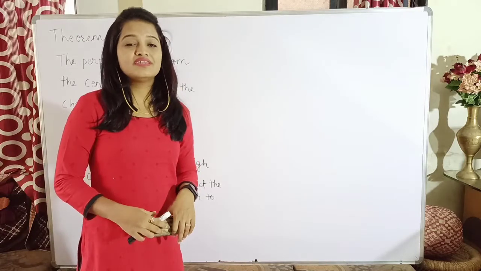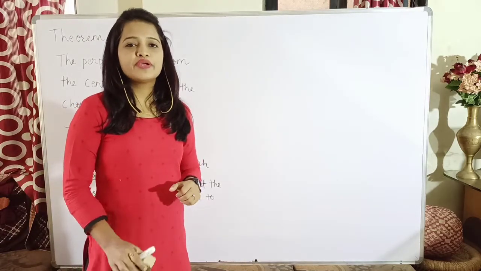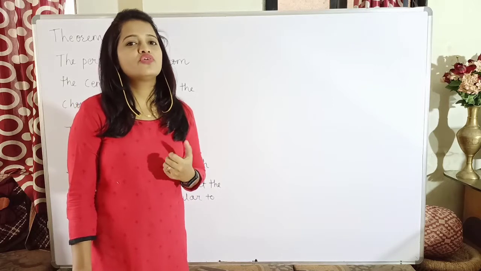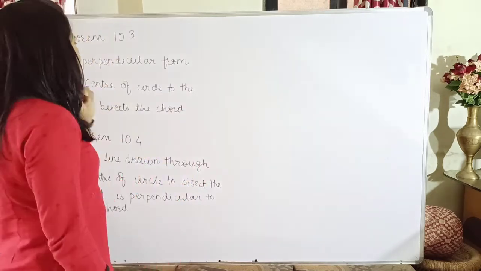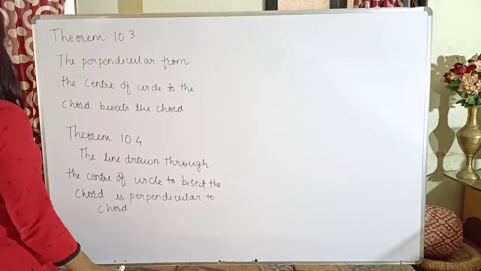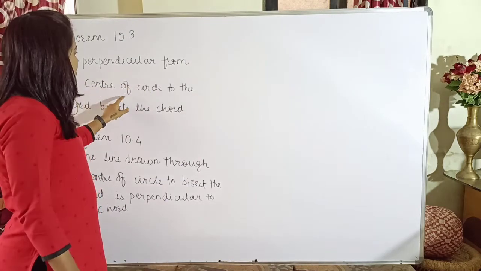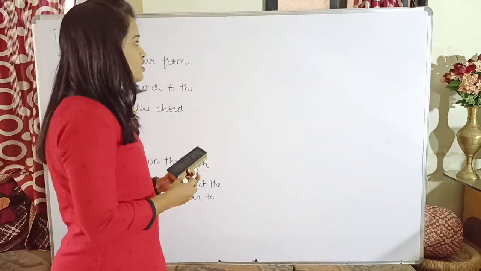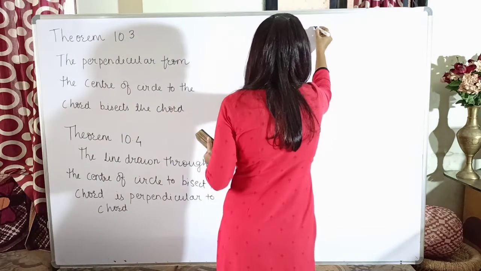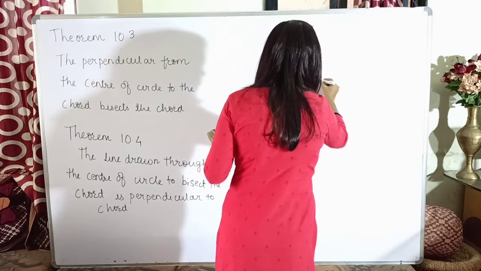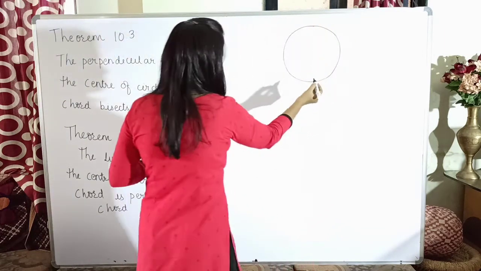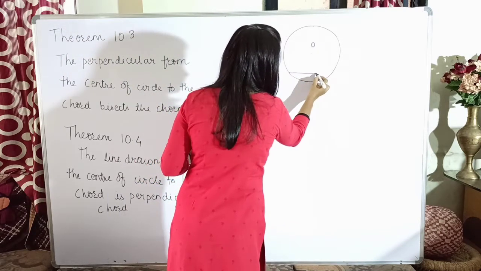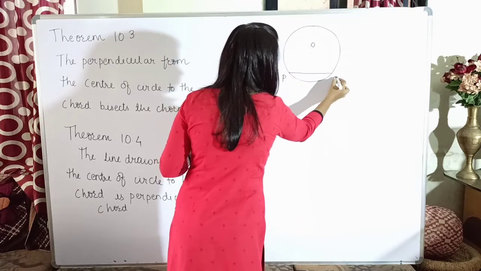Now let us see the next theorem, which is with respect to the chord and the line or the perpendicular which we are drawing from the center of the circle. So the theorem says the perpendicular drawn from the center of circle to the chord. So definitely we have to first of all consider a chord. Okay, so this is my circle with center O, and I am considering a chord. Let us name it as PQ.